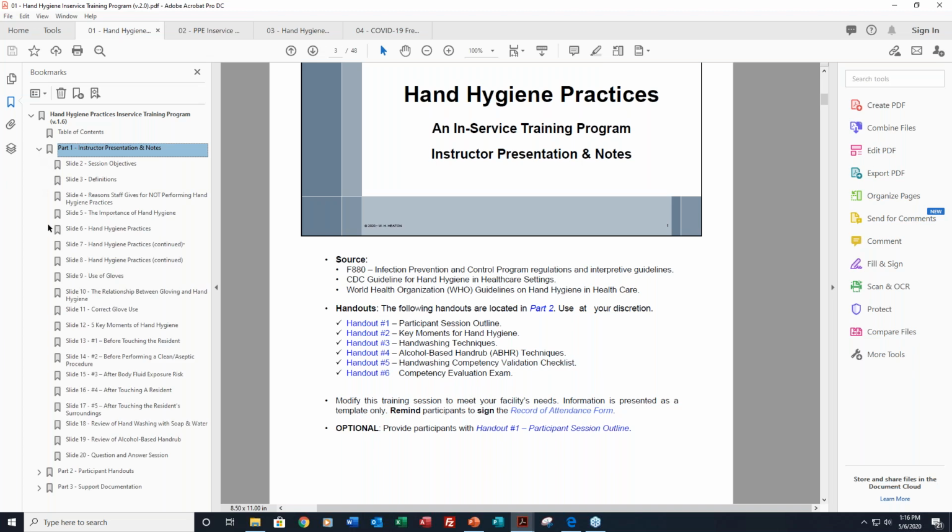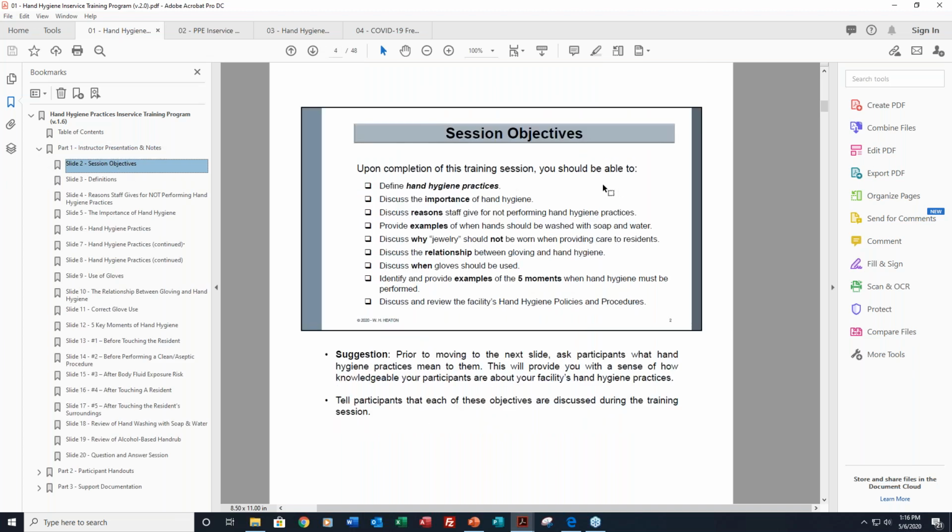So I want to just go through the slides. The first thing it does is provide you with the session objectives. The reason that's important is that in the new survey process, when we're doing a plan of correction, when we indicate on that plan of correction that we have conducted or are going to conduct an in-service training program, what CMS is looking for today is, was that training program successful?